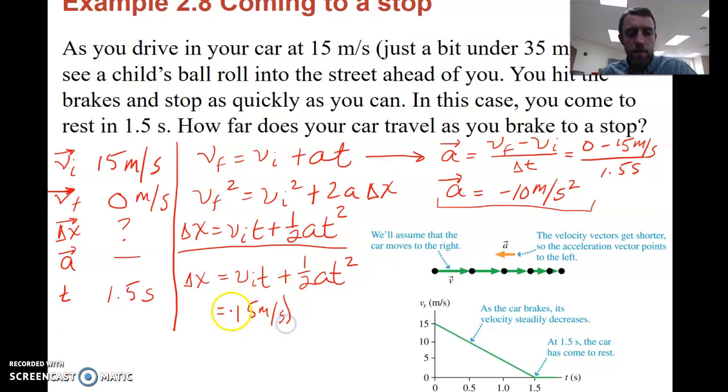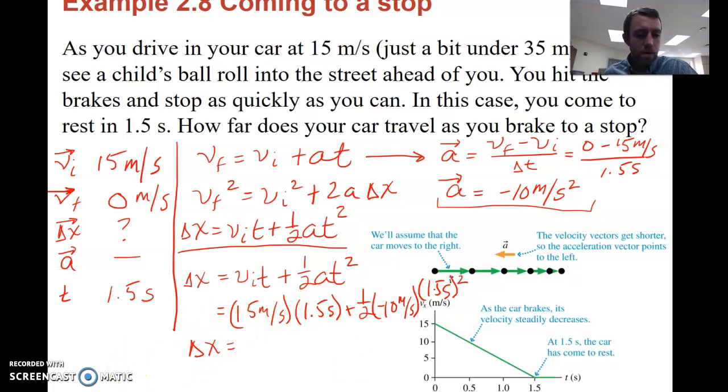15 meters per second times 1.5 seconds plus 1/2 times negative 10. We're running out of room here. 1.5 seconds squared. And so when you go through that, you end up with a displacement of 11.3 meters. Now, if we're rounding to sig figs, how many sig figs would there be? There'd be 2. So we would round this to 11 meters. And that would be your final answer.